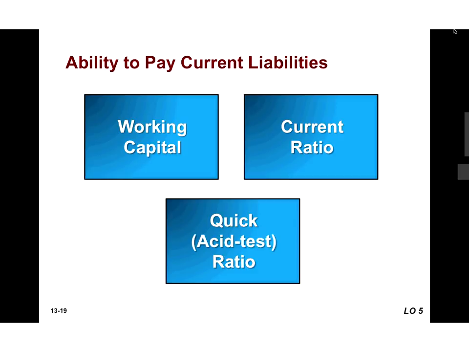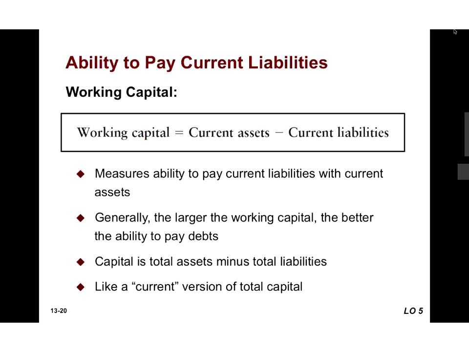There's 3 main measures of that. The first one, it really isn't a ratio, it's a dollar figure. And so we're going to go through all 3 of these. Okay. Working capital. So again, working capital is our current assets minus our current liabilities. When we see the word current there, it means that current assets are those assets that are going to be cash or turned into cash or used up within the next 12 months.